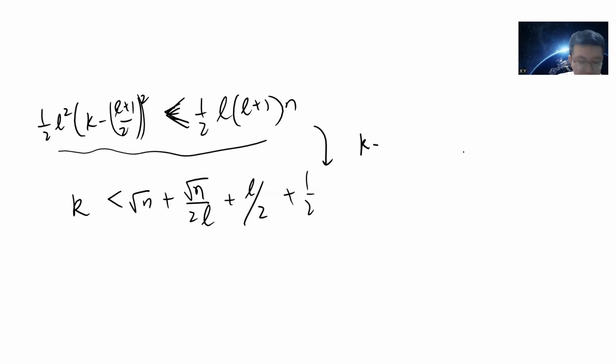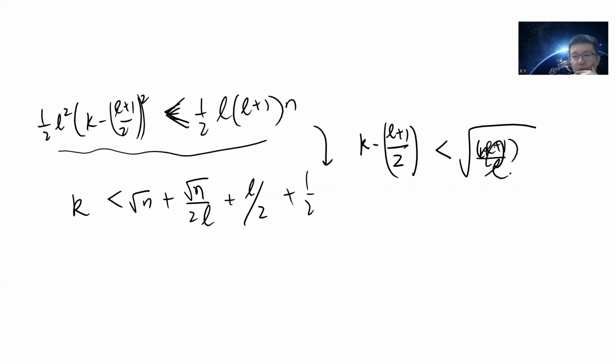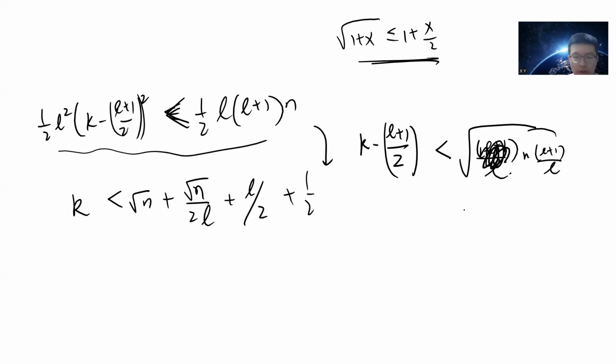(L plus 1) over 2 less or equal to square root of n times (L plus 1) divided by L. Sorry, it's the square root of n times (L plus 1) divided by L. Okay, and you can use that square root of 1 plus x is less or equal to 1 plus x divided by 2. Okay, so this is just the Taylor series. So you can achieve this. So your k will be less than square root of n plus square root of n divided by 2L plus L divided by 2 plus half.